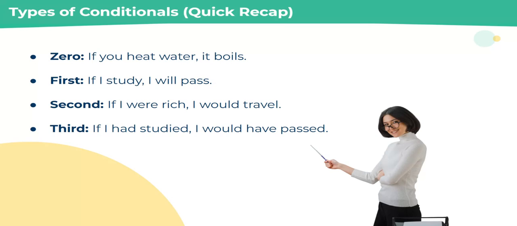So these are 4 grammatically fixed conditionals, and they have their own grammatical structures. If you heat water, it boils, the 0 conditional. If I study, I will pass, the first conditional. If I were rich, I would travel, the second conditional. And if I had studied, I would have passed, the third conditional. That's a recap then of the types of fixed conditionals.